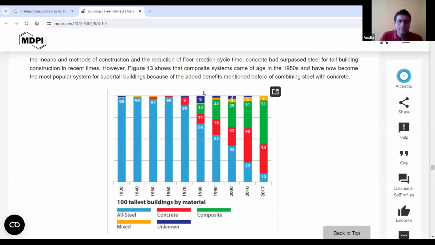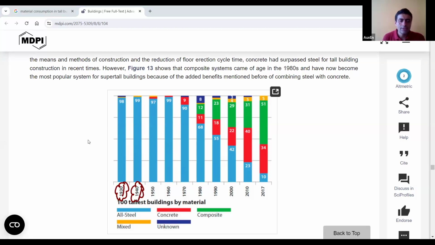Can you see this? Is this image visible? Yeah. So this image is telling us something very interesting. Decade wise, they have analyzed and listed down the materials that were used in the 100 tallest buildings of 1930. Then they have analyzed and listed down the materials used in the 100 tallest buildings made in the 1940s and so on. Okay.